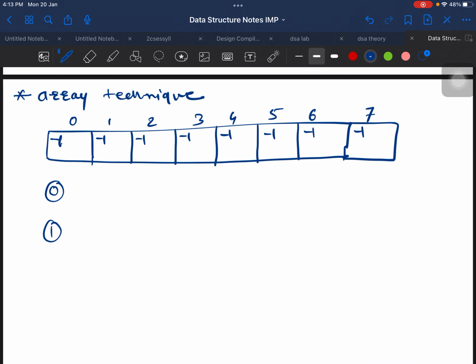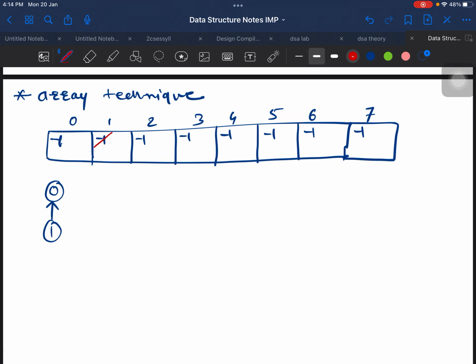So 0, 1. Here I am drawing 0 and here I am drawing 1. So 0 is the parent, 1 is the child. You can make 1 the parent and 0 the child, it's up to you, but I am using 0 as the parent and 1 as the child. So what do I need to do? If 1's parent is 0, what do I need to do?